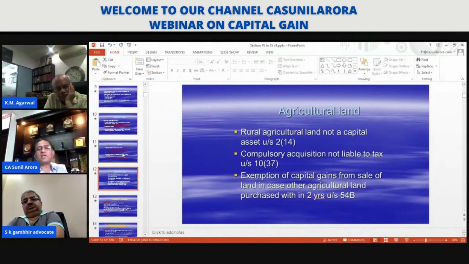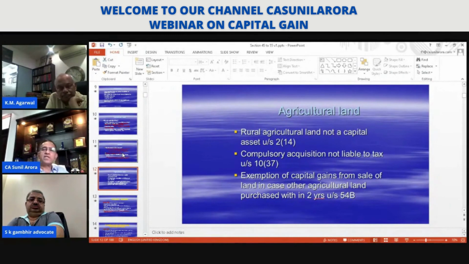So the point I'm trying to make here is, once we say agricultural land is not a capital asset, it is outside 45(1), then why do I need 10(37) and 54B? Now the point here is that not all agricultural land is outside the capital asset. If it is outside the capital asset, then I don't need any exemption under section 10 or 54B. I don't need it at all.